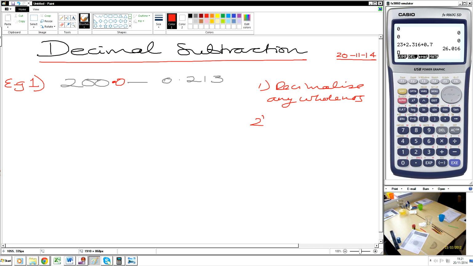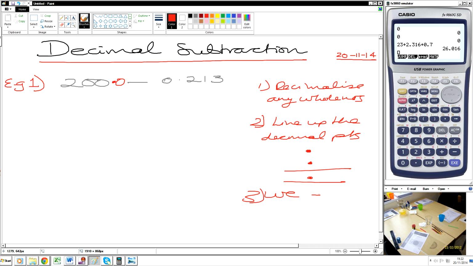Number 2, after we decimalize it, we have to line up the decimal points. And number 3, we subtract like normal.